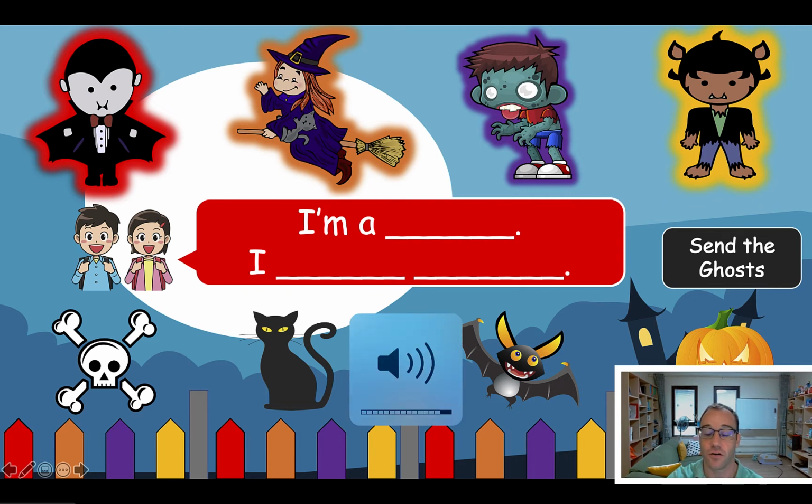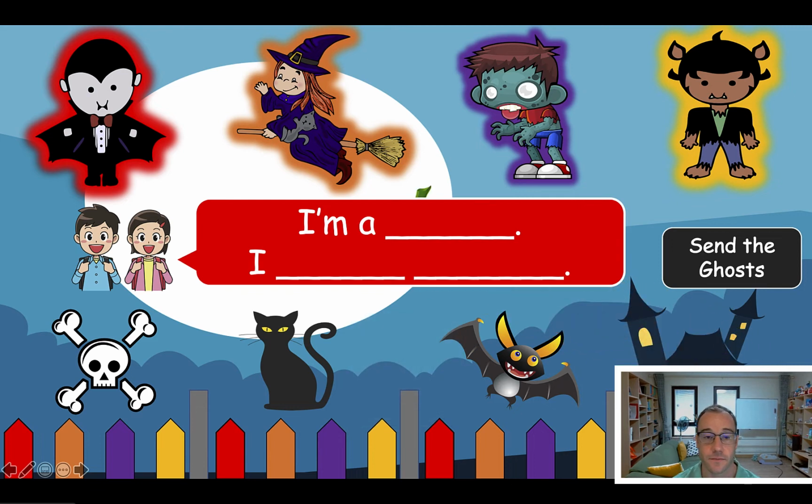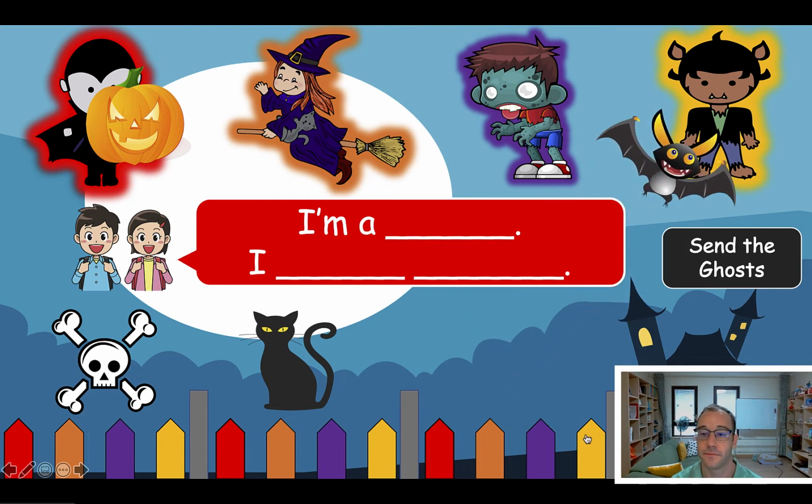I'm a vampire, I drink blood. I've programmed them to actually say the classroom language so the class can hear it again. And yes, that is my voice. Then you go to the next team, and they say, I'm a werewolf. I run fast.